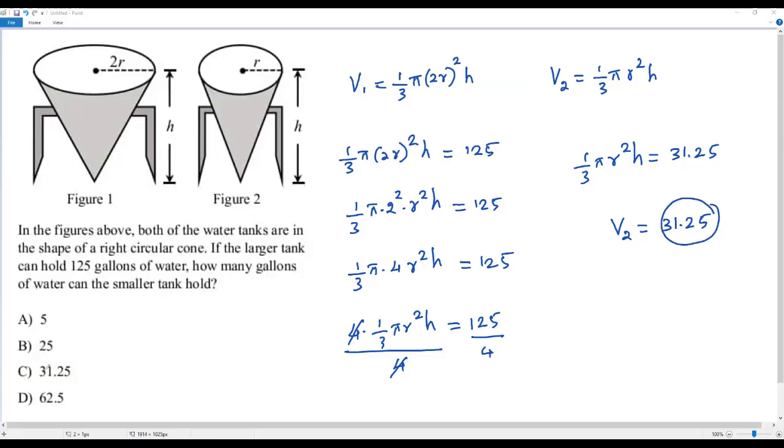We find this value exactly in answer choice C. The correct answer choice for this question is C.